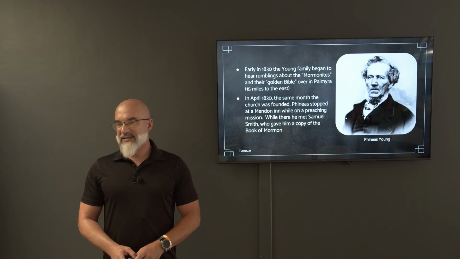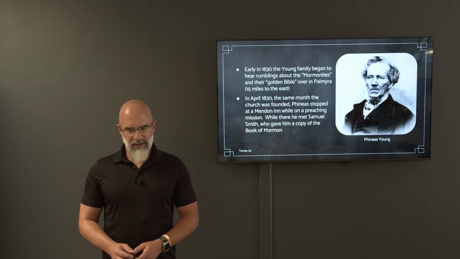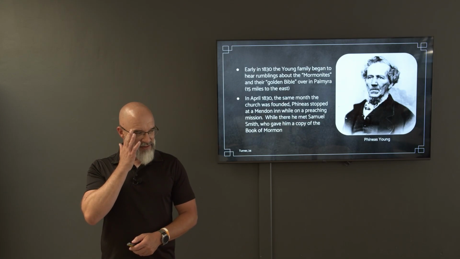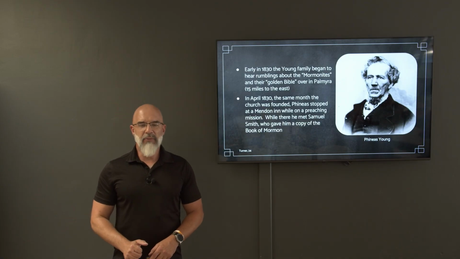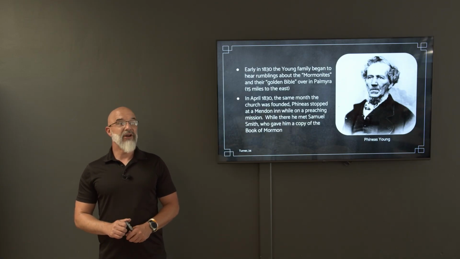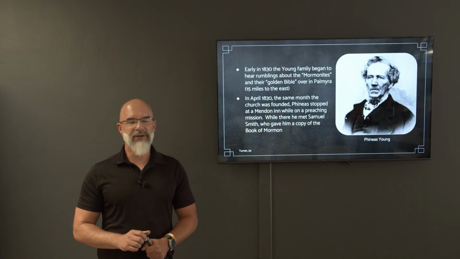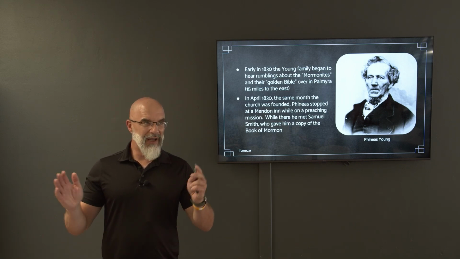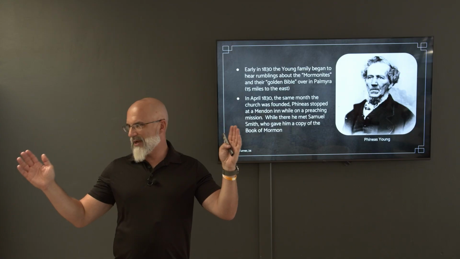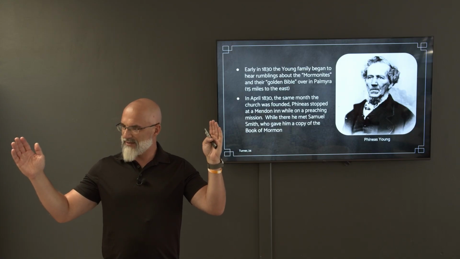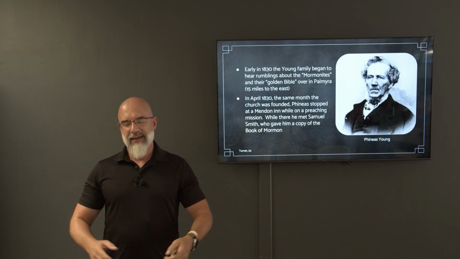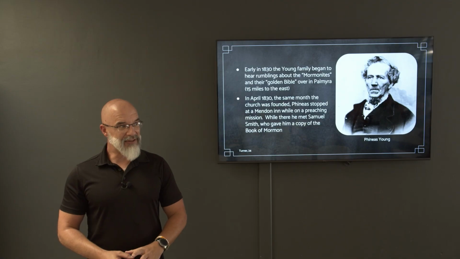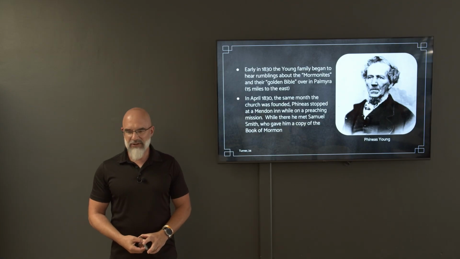All right, it was about that same time in 1830, the young family began to hear rumblings about the Mormonites and their Golden Bible over in Palmyra. And that's where Joseph Smith's from. And Palmyra and Mendon are only about 15 miles apart. So this is all happening in the same neck of the woods. And April 1830 is when Joseph Smith founded the church.